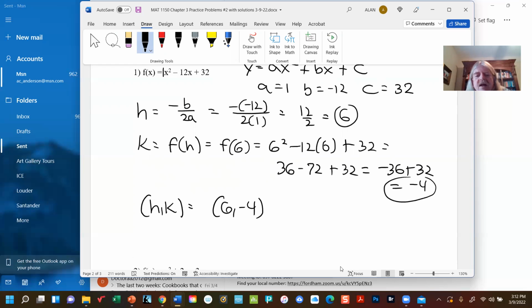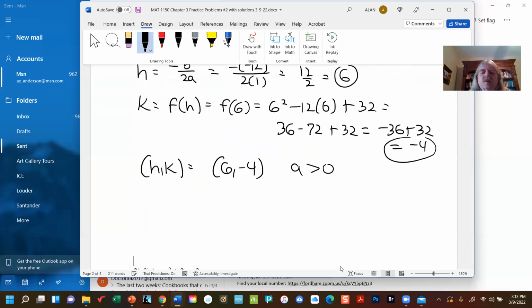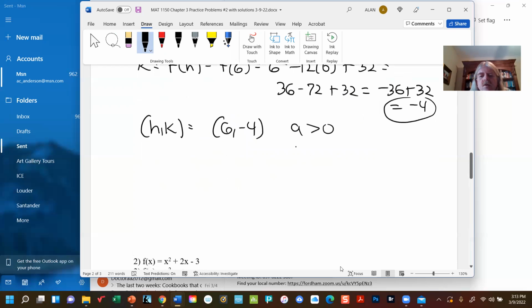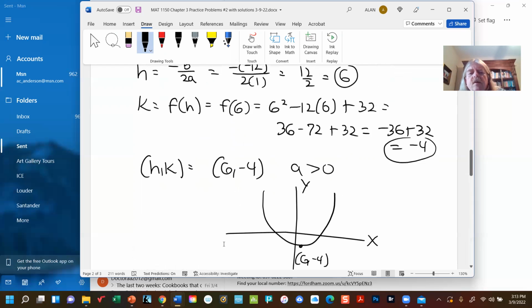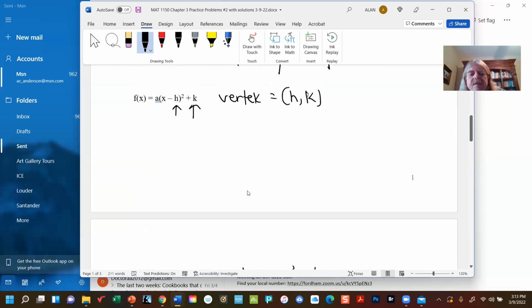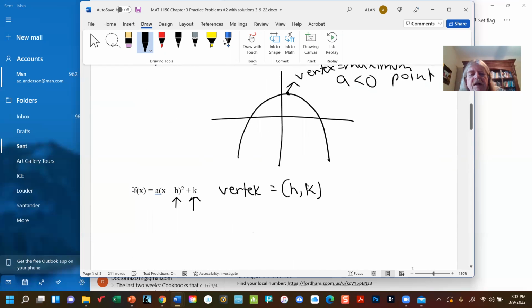And because a is positive, that indicates that this is the minimum point on the parabola, which we can sketch here. We don't know exactly what it looks like. We know that it's facing up though, because a is positive 1. It's greater than 0. So let's say that it's here, 6 comma negative 4. But as far as the question goes, what we're really being asked to do is take the original equation and write it in this form.